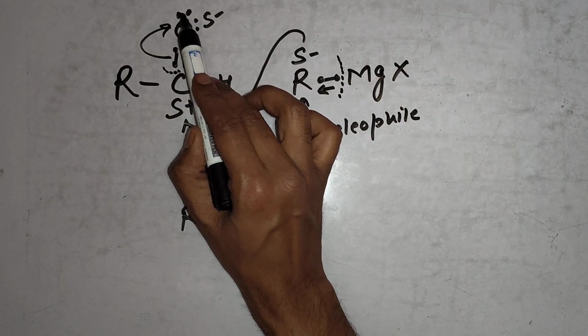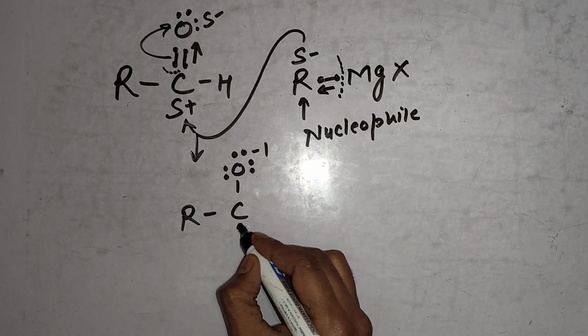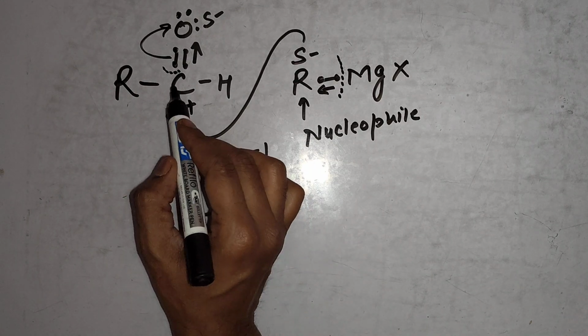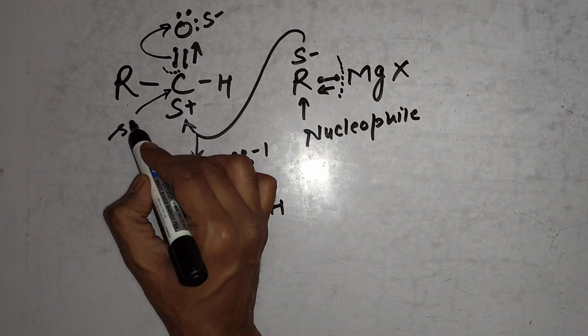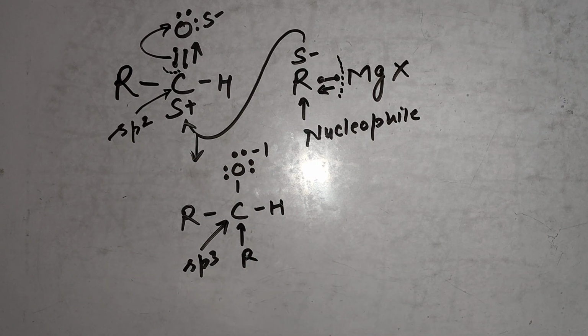Previously, it had 2 lone pairs. Now it has 3 lone pairs. And this R is going to make a dative bond with carbon. H is as it is, this one. Here the hybridization of carbon was sp2. Now its hybridization will change to sp3.